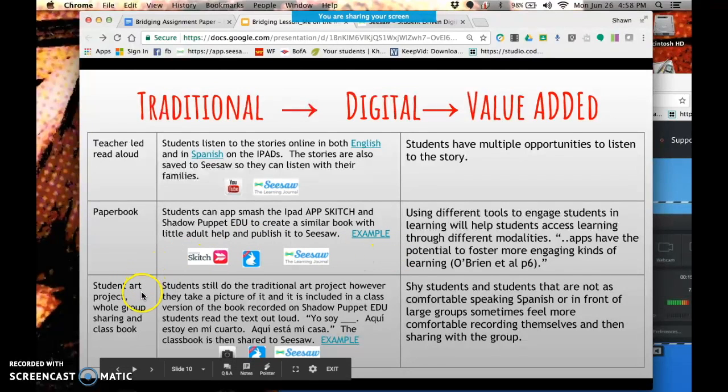The student art project, the whole group sharing, and the class book. Students will do the traditional art project. However, they will take a picture of it and include it in a class version of the book recorded on Shadow Puppet EDU. Students read the text aloud.